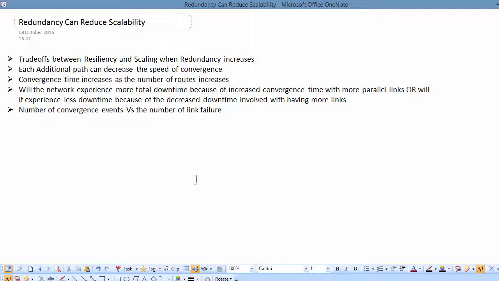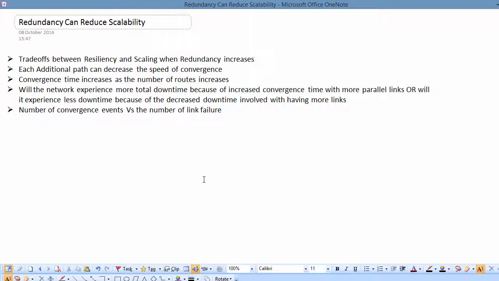So the question is, read this question properly. Will the network experience more total downtime because of the increased convergence time with more parallel links, or will it experience less downtime because of the decreased downtime involved with having more links? This looks really confusing. Read it in two separate ways, before "or" and after "or", because there are two situations.